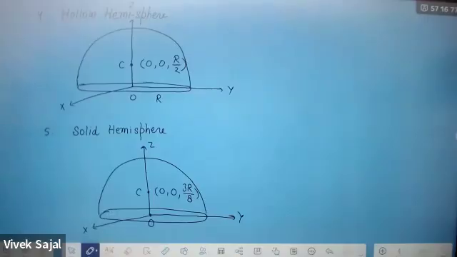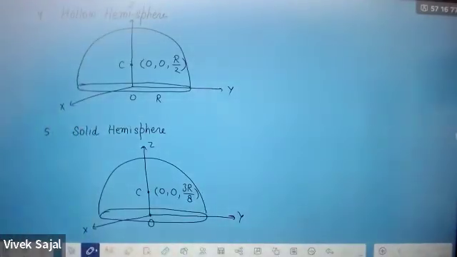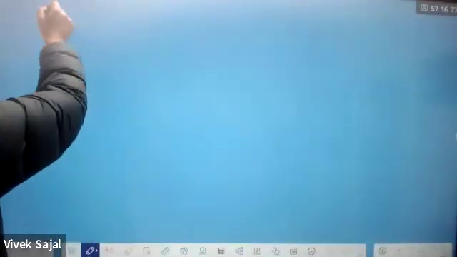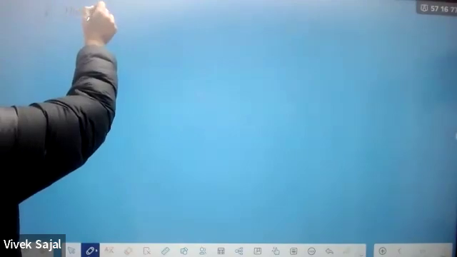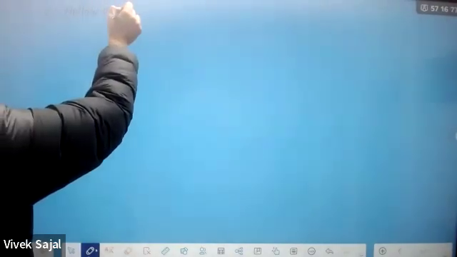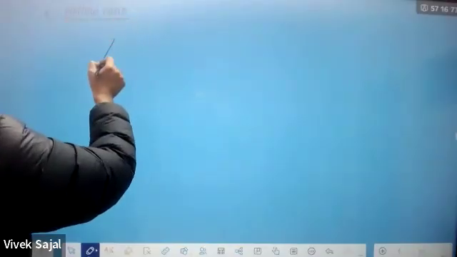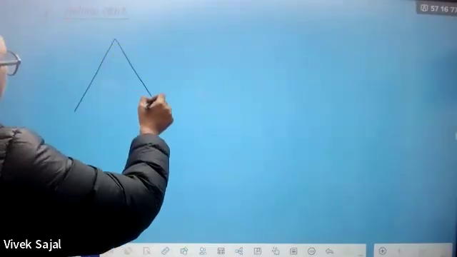Next, it will be a cone. Please note it down quickly. Next is hollow cone. So if you are having a hollow cone like this, the height of this hollow cone is, suppose, h.